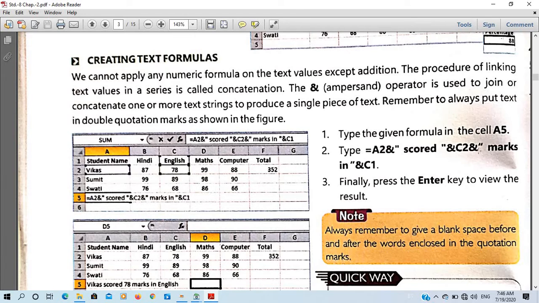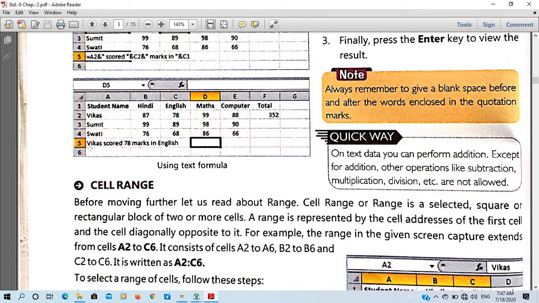Then again ampersand, which means it will again combine with "marks in", and then ampersand C1. In C1 you can see English. So when you put the formula and finally press enter, the result will be like this. In the next figure you can see Vikas scored 78 marks in English. This is the result of the formula written here.